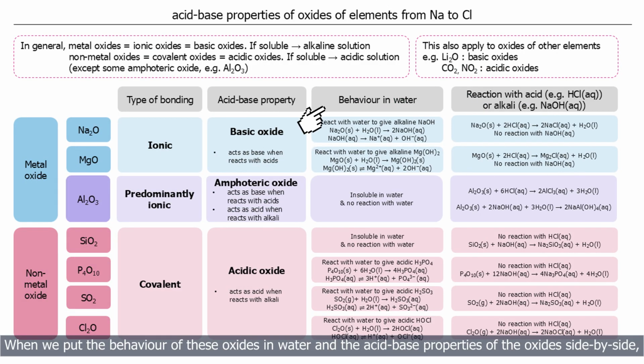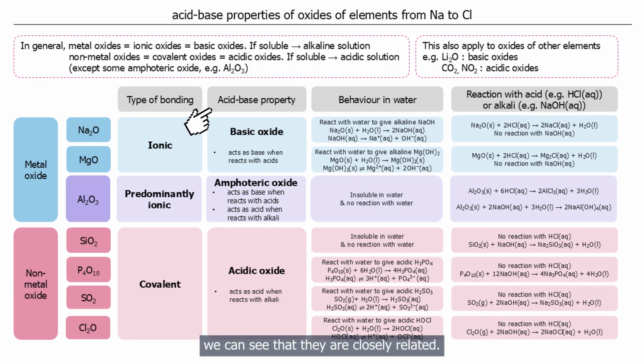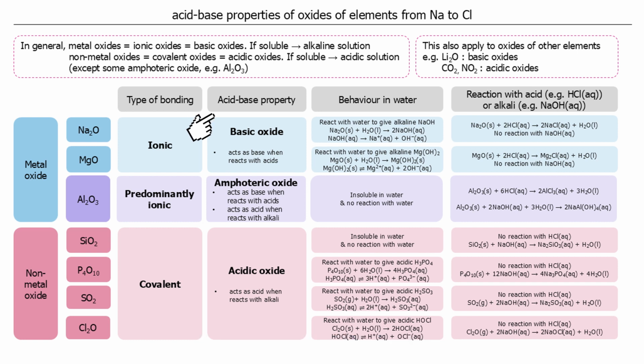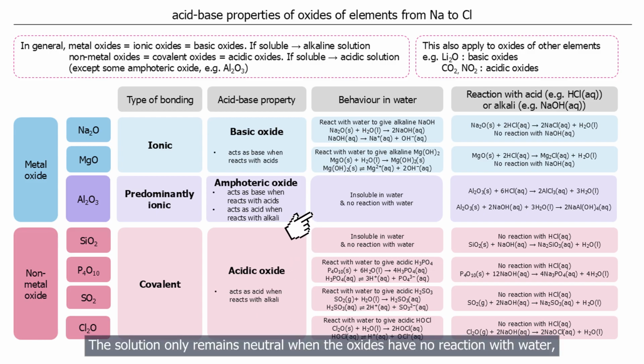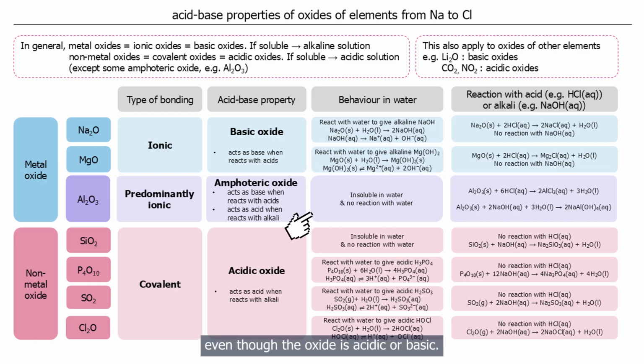When we put the behavior of these oxides in water and the acid-base properties of the oxides side by side, we can see that they are closely related. If a basic oxide reacts with water, an alkali solution is formed. If an acidic oxide reacts with water, an acidic solution is formed. The solution only remains neutral when the oxides have no reaction with water, even though the oxide is acidic or basic.